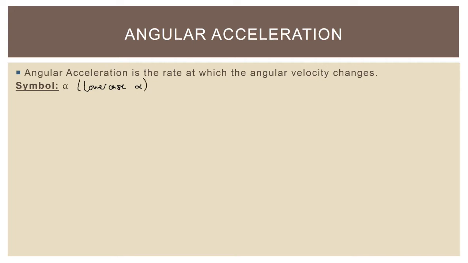Notice in this font, it looks short and compressed. The tails aren't that long. Usually when I write it out, I make it look something more like that. Either way, it's the same symbol. It's an alpha. And so the equation, rather unsurprisingly, looks like this. In exactly the same way as acceleration is the change in velocity over time, so that would be v final minus v initial over t, the angular acceleration is the change in angular velocity over time. And so that would be the final angular velocity minus the initial angular velocity over time.